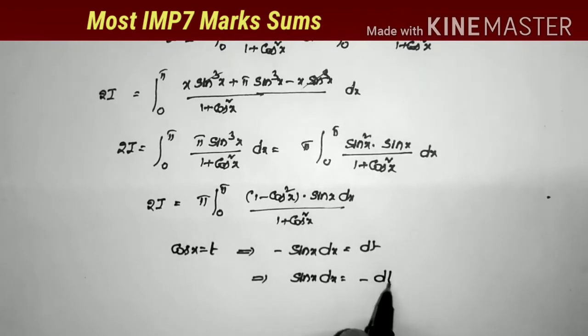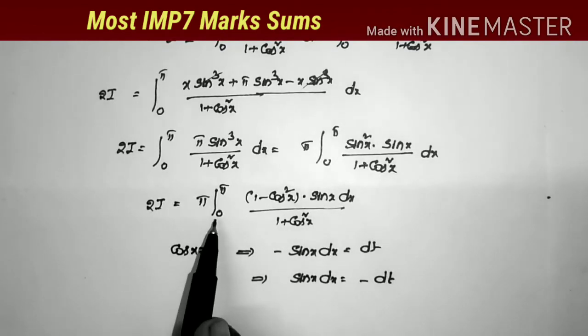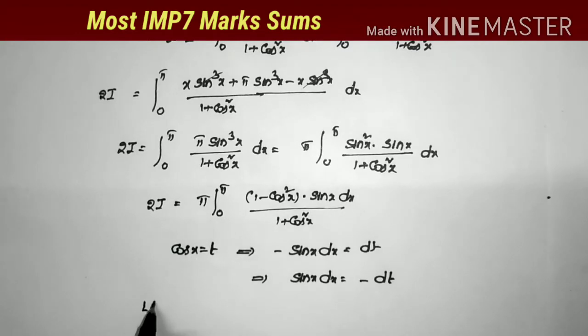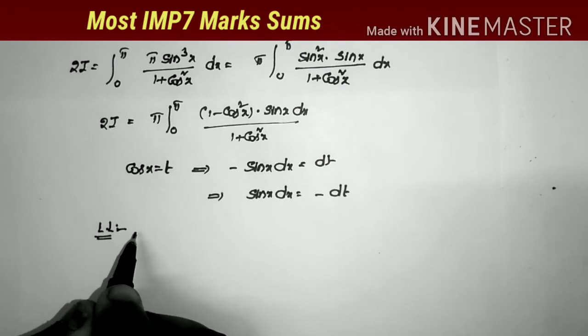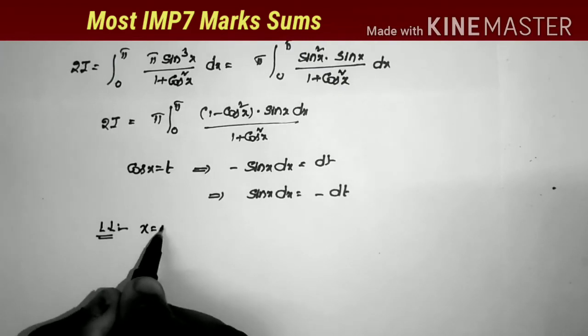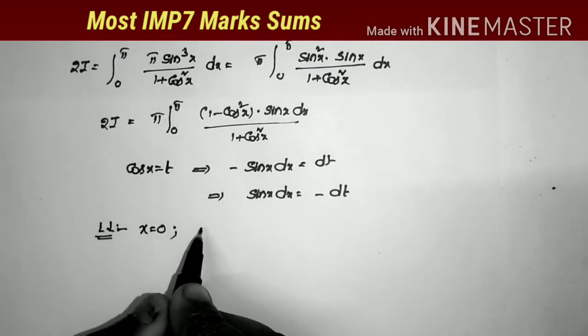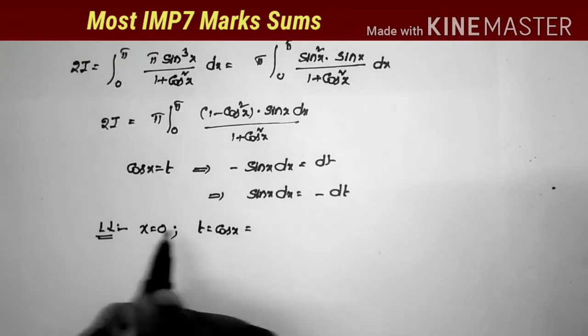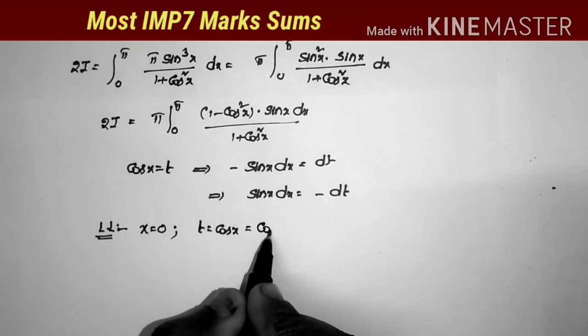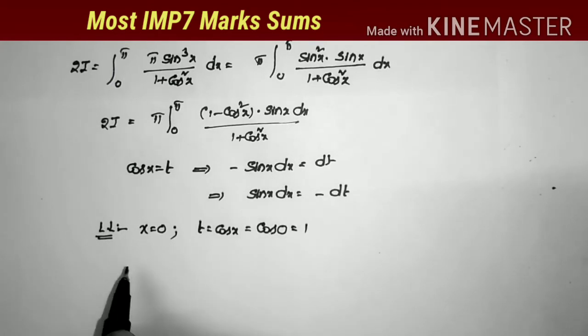Now changing the limit values. What is the first limit value? Lower limit is equal to 0. That is, here we have that. So lower limit is equal to 0 means x is equal to 0. What is the t value? t is equal to cos x. Now what is x? 0. Substituting 0 here, cos 0. Cos 0 is equal to 1.